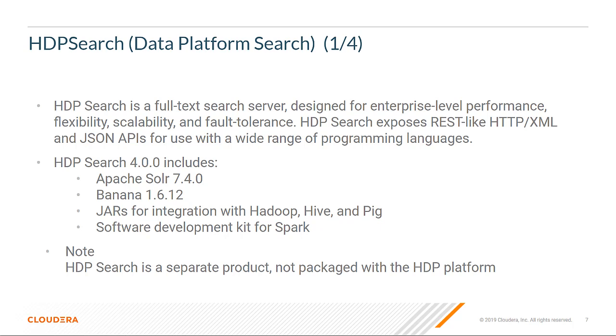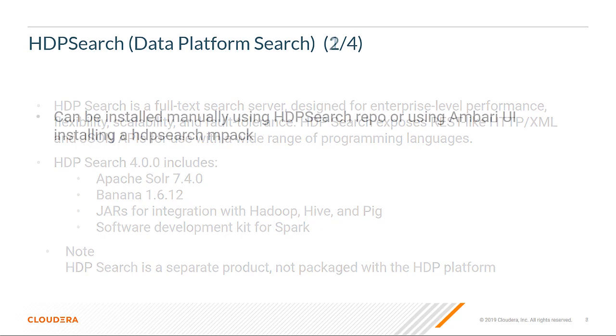HDPSearch is a full-text search server designed for enterprise-level performance, flexibility, scalability, and fault tolerance. HDPSearch exposes REST-like HTTP, XML, and JSON APIs for use with a wide range of programming languages. HDPSearch 4 comes with Apache Solr 7.4, Banana, jars for integration with Hadoop, Hive, and Pig, and a software development kit for Spark. Note: HDPSearch is a separate product not packaged with the HDP platform.